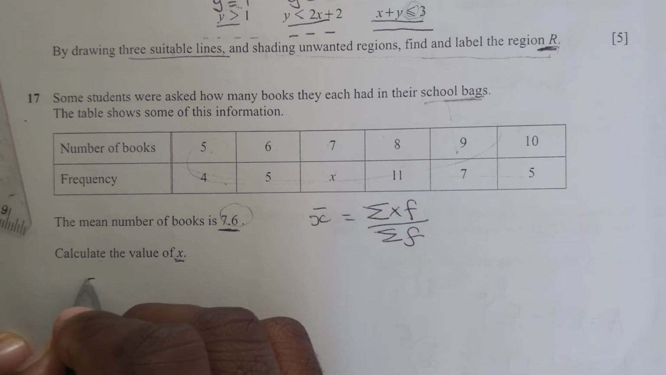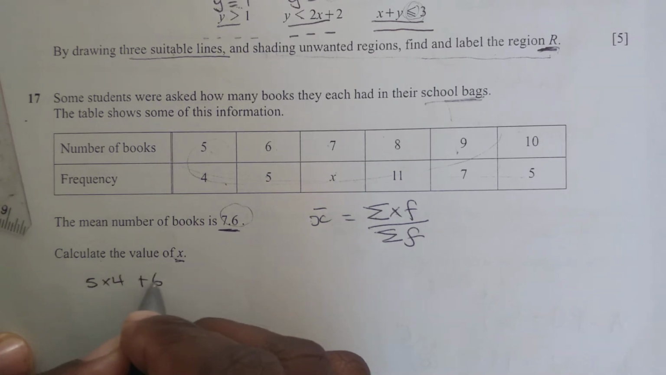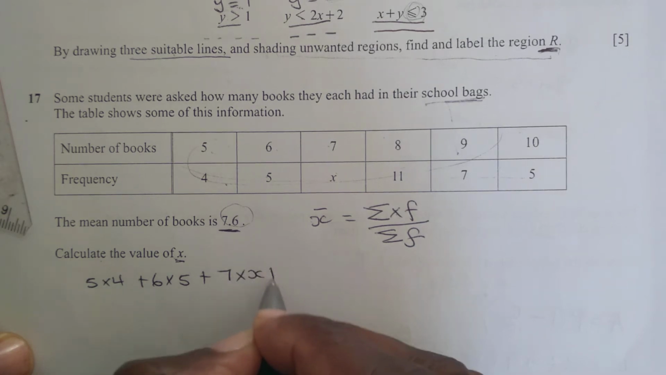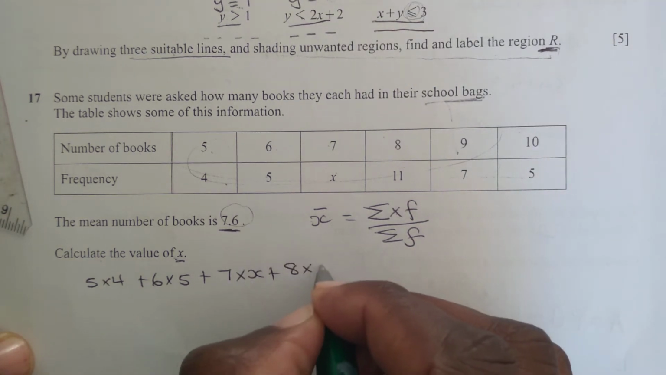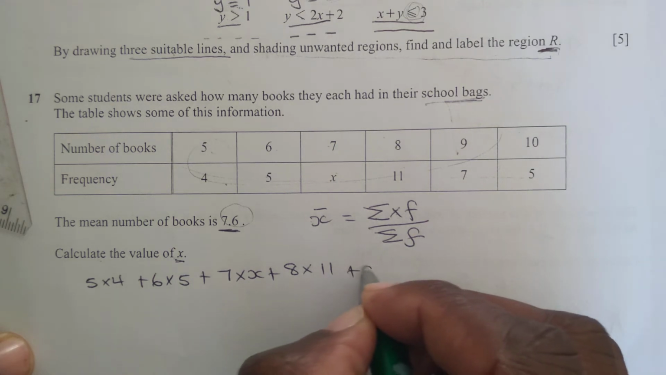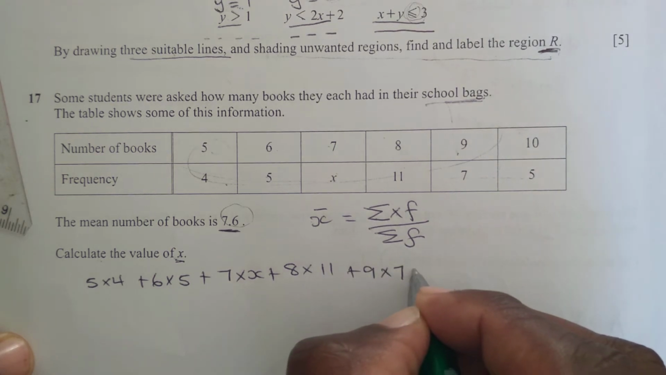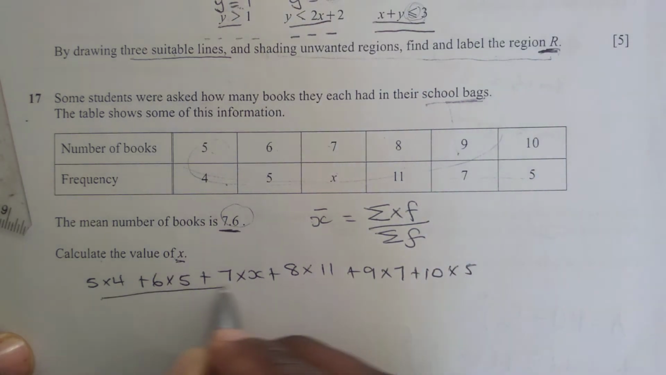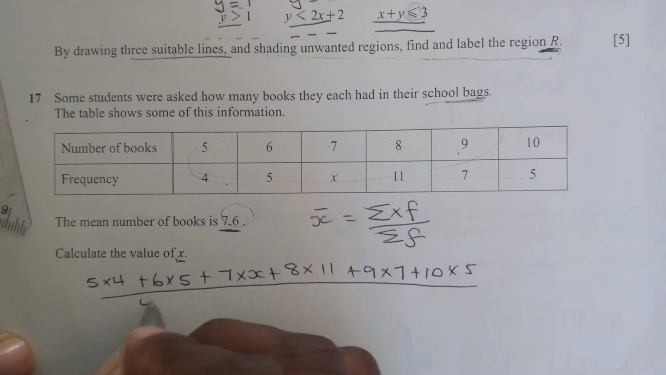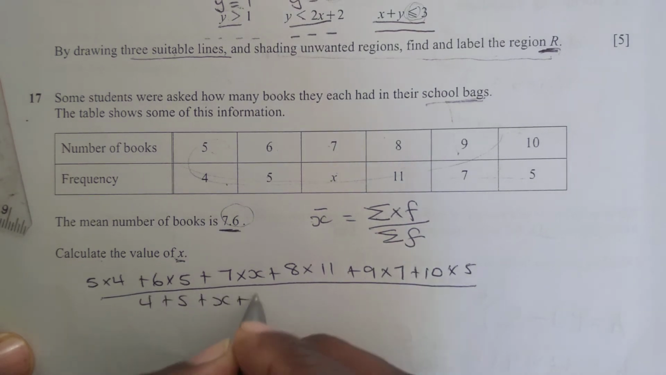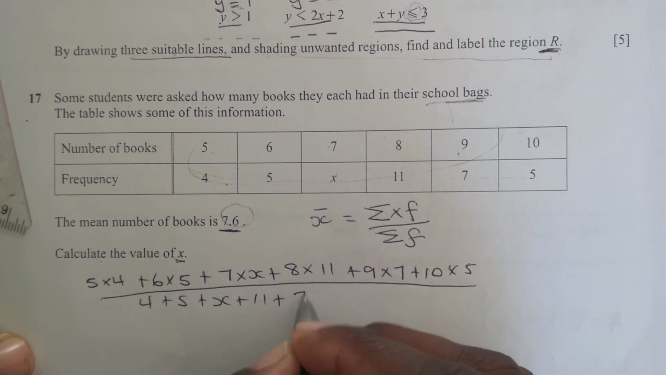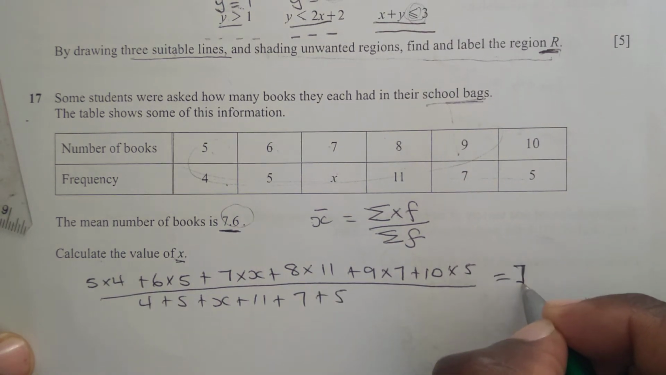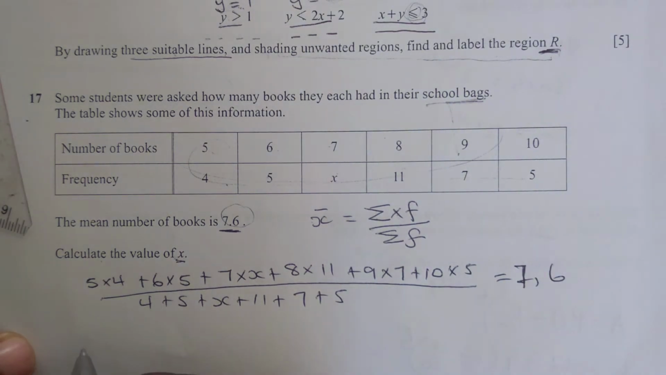So we've got 5 times 4, 6 times 5, 7 times x, 8 times 11, 9 times 7, 10 times 5. All this divided by 4 plus 5 plus x plus 11 plus 7 plus 5. This will give us 7.6. Right.